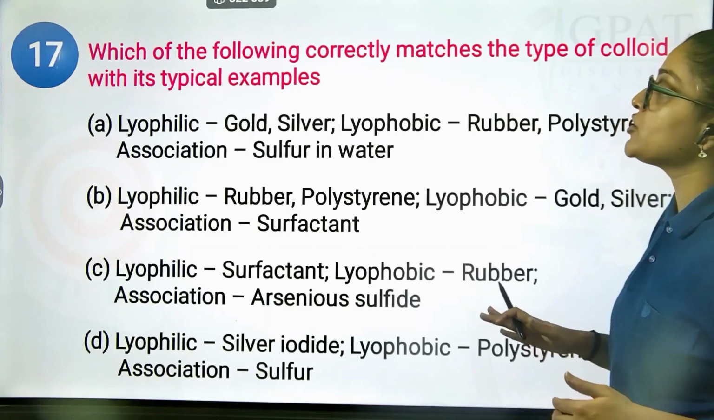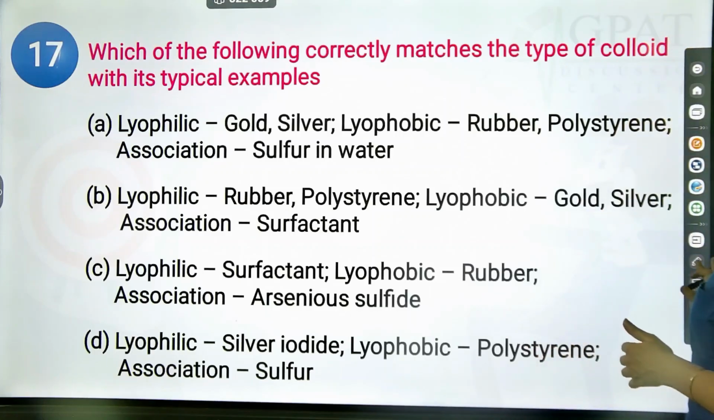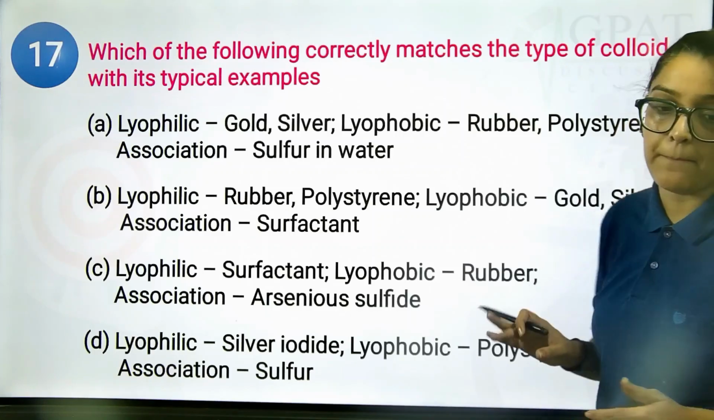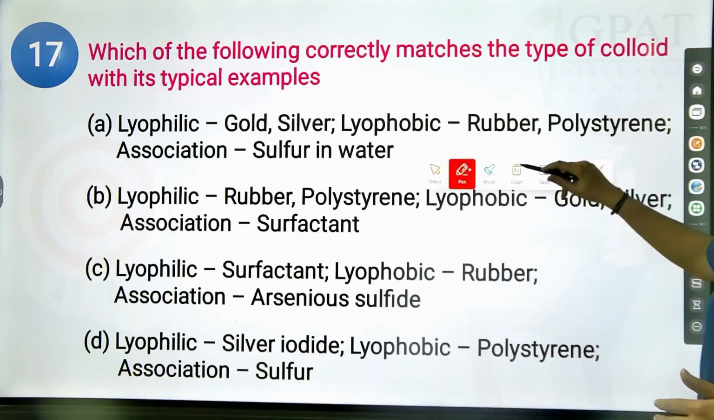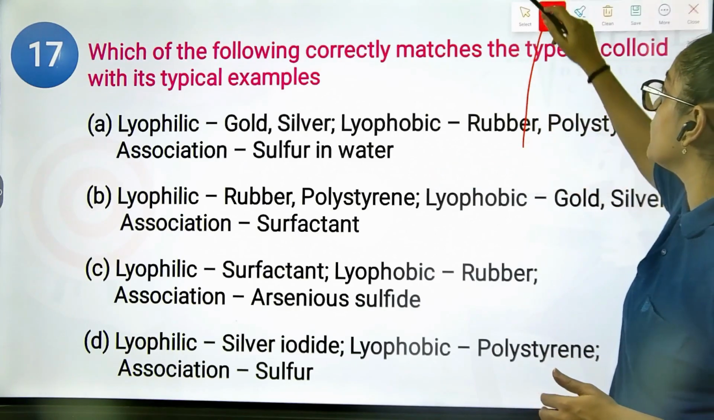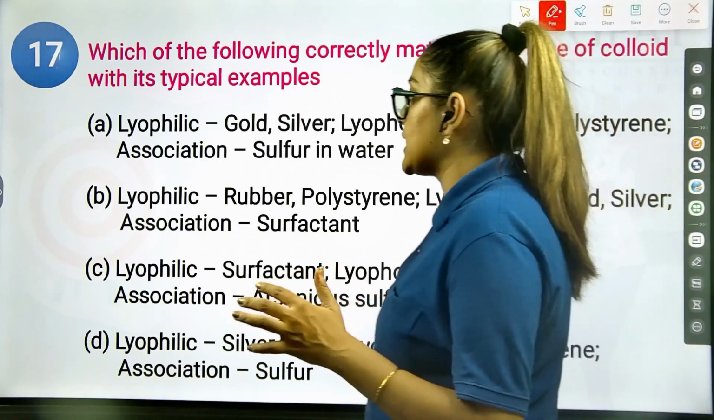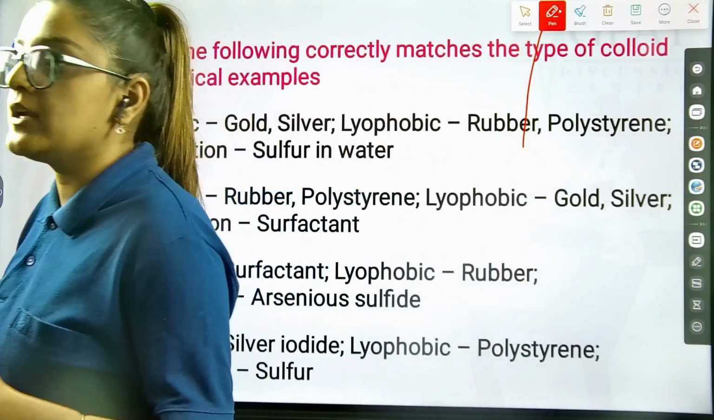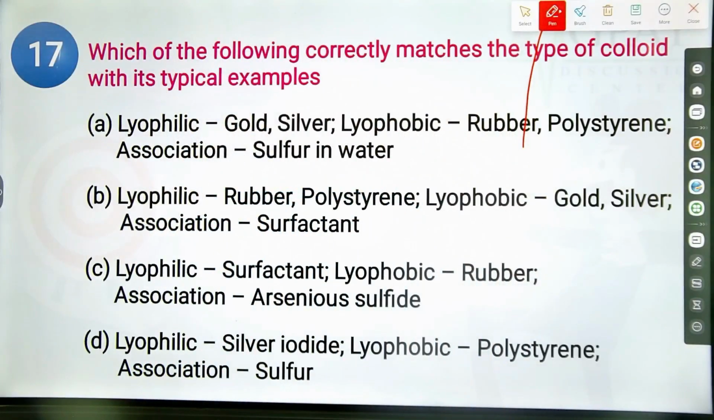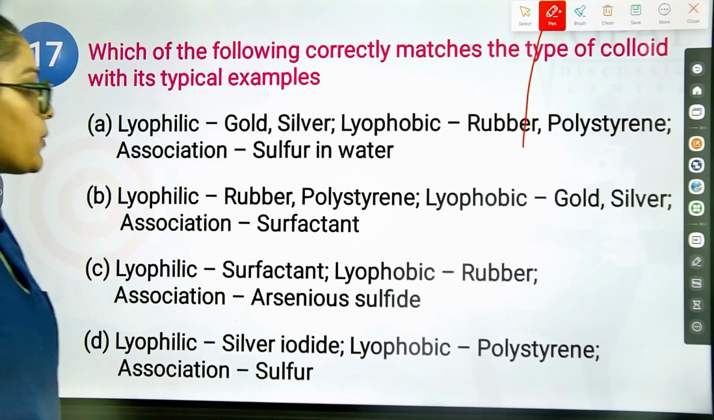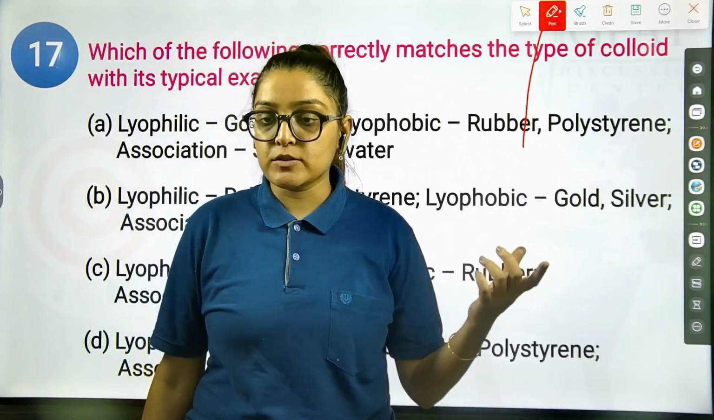Okay. Next, which of the following correctly matches the type of the colloid with its typical examples? So here we have our lyophilic colloids and lyophobic colloids. Lyophilic colloids are quite easier to make, right? Lyophilic colloids are easier to make, but lyophobic colloids require special method of preparation. If you understand my words, now you will be able to find the answer correctly. Lyophilic colloids are actually easy to make, but lyophobic colloids require a complete process for the preparation.